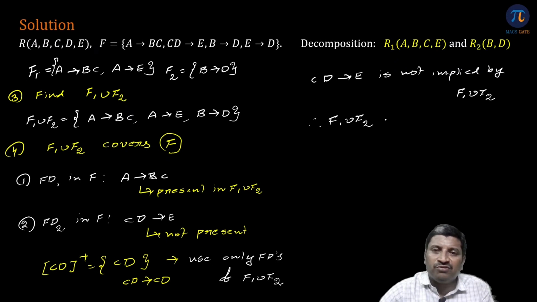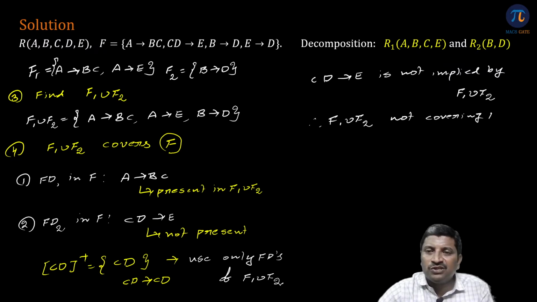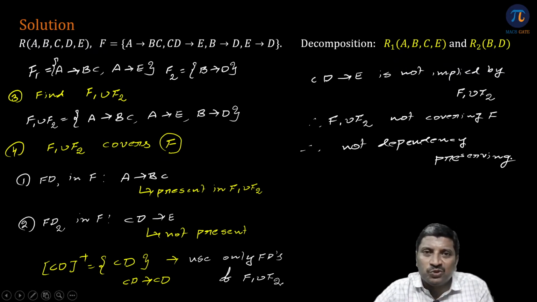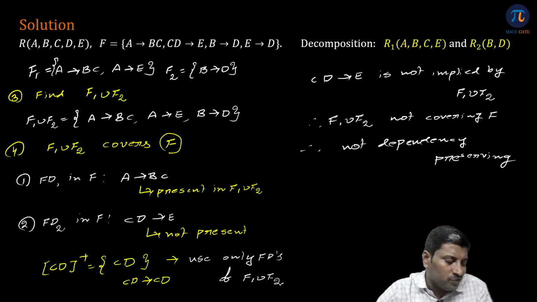F1 union F2 is not covering F. Since it is not covering F, the decomposition does not satisfy dependency preserving. If it covers all the FDs, then we say it is dependency preserving. Hope you understood the process. Just go through it, sir. If you have any doubts, please raise in chat box.